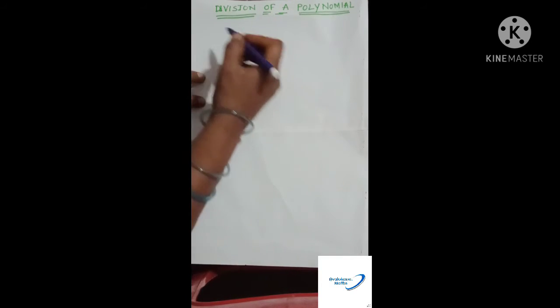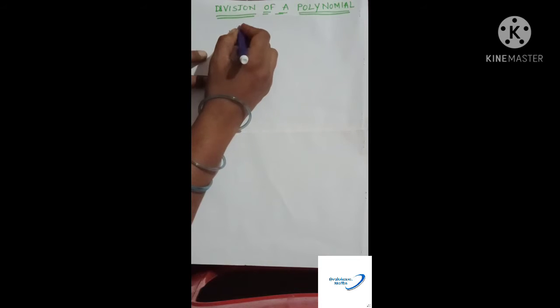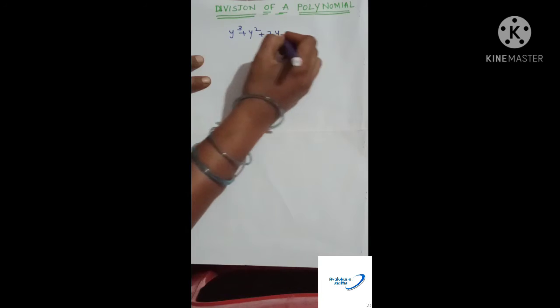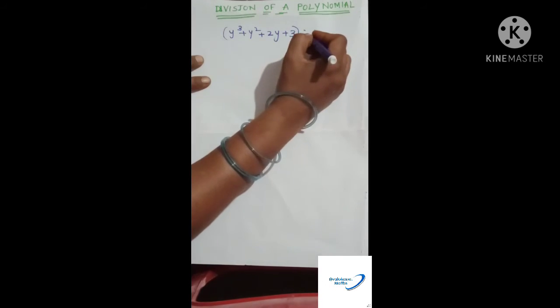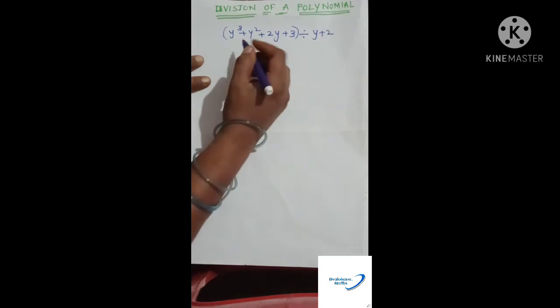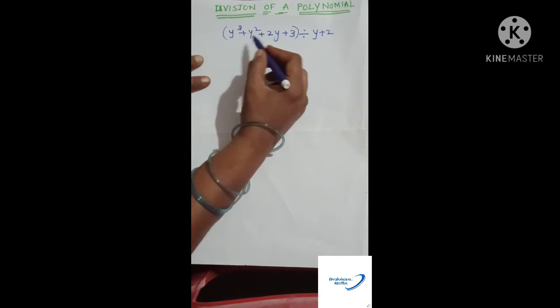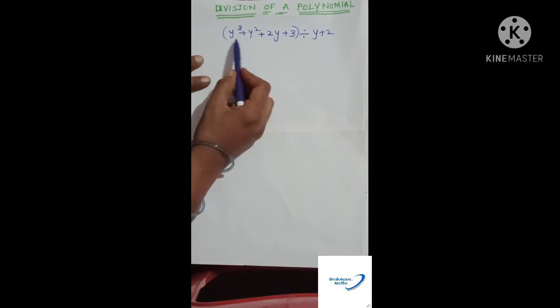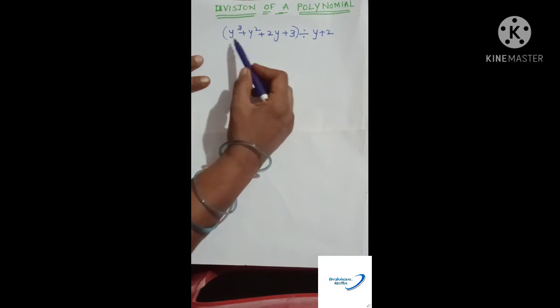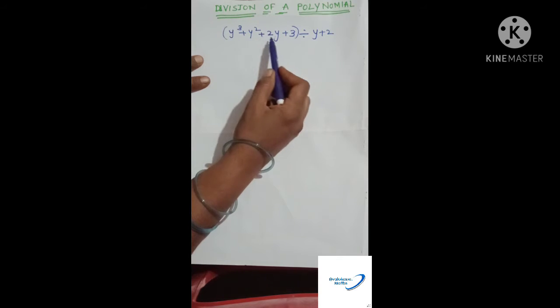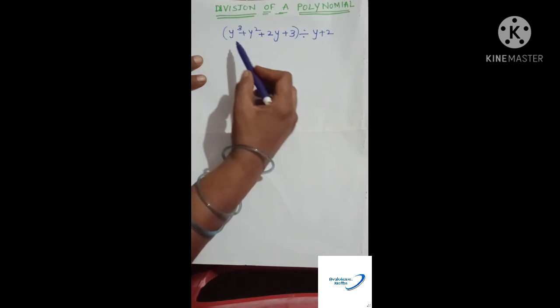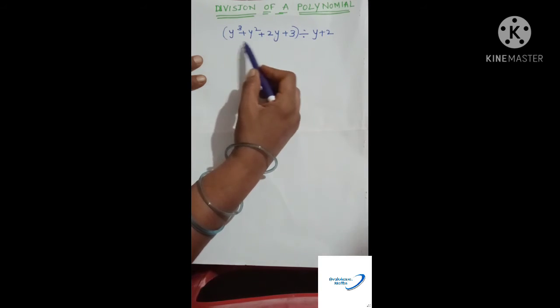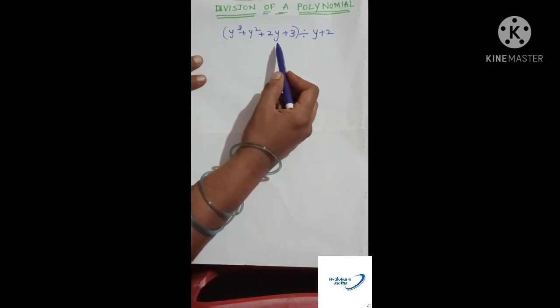For example, if you are given a polynomial y cube plus y square plus 2y plus 3, and it is asked to divide this polynomial by y plus 2, so you are going to do the division of this expression, that is y cube plus y square plus 2y plus 3, which is a polynomial, and you are asked to divide this one by what? Y plus 2. So in this class I am going to explain how to divide an expression or a polynomial in a very simple way.